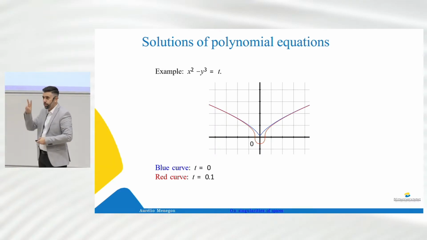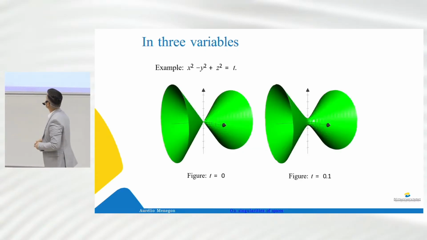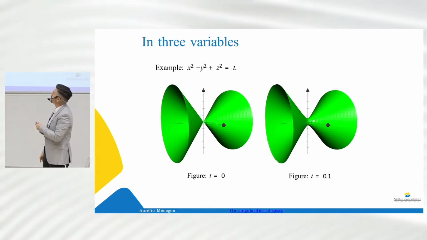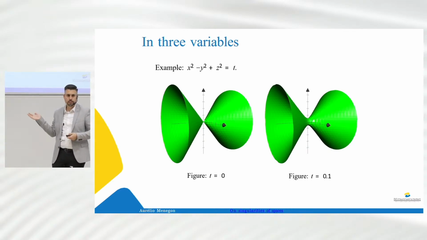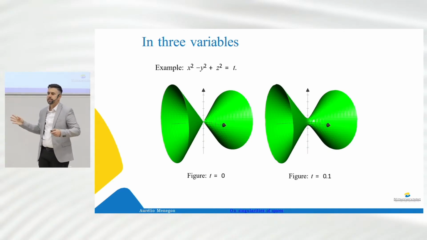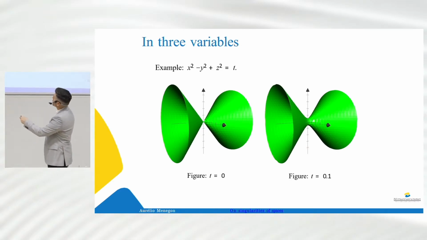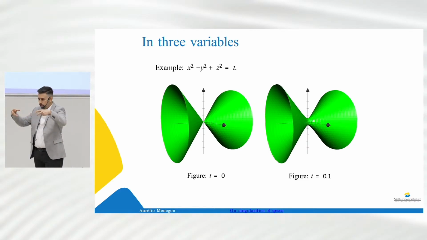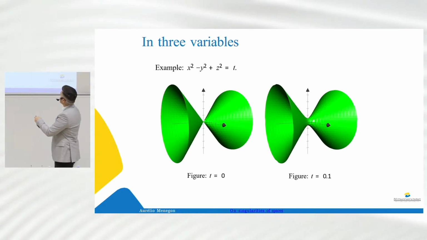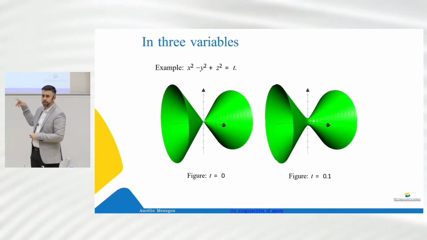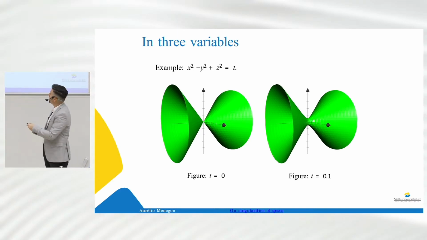Here it's very easy because we have only two variables, but what happens if you have three variables? So for instance, our polynomial equation now is x squared minus y squared plus z squared equals t. Then what is the solution set? Now, since you have three variables, the solution set is something which lies in three-dimensional space. So when t is 0, this is the solution set. It's like this union of two cones. But when t is anything but 0, you have this solution set. And you see they are very different in nature. So here you have this corner situation, and here you don't.